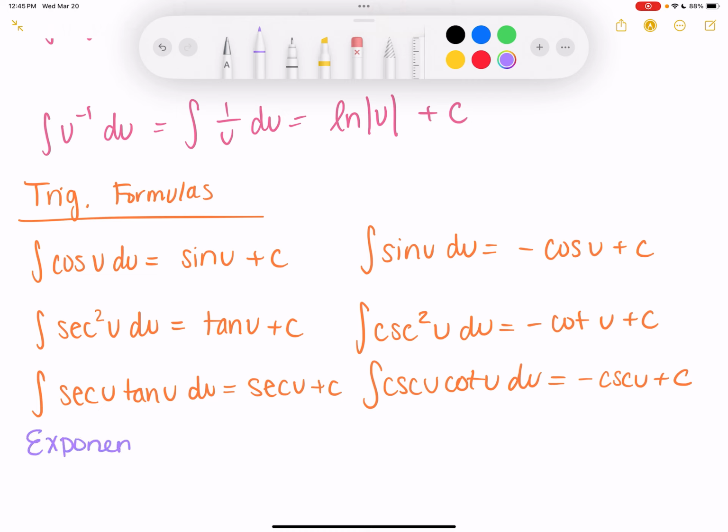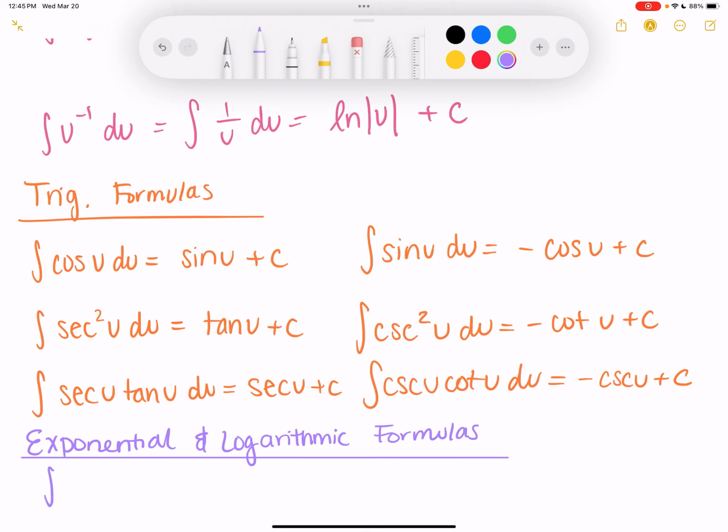Then the next one's exponential and logarithmic formulas. The integral of e to the u du is equal to e to the u plus c. The integral of a to the u du is equal to a to the u over the ln of a plus c.